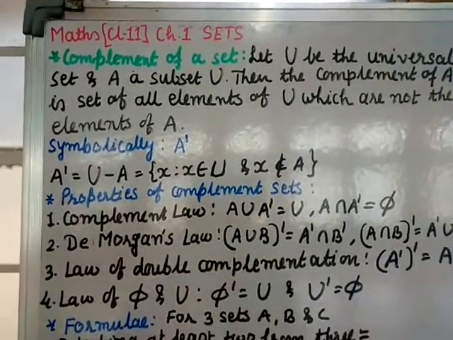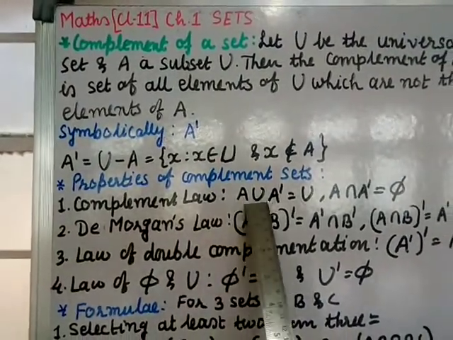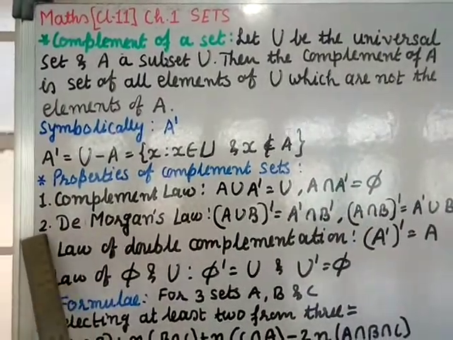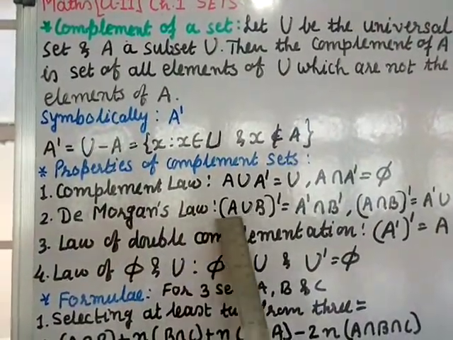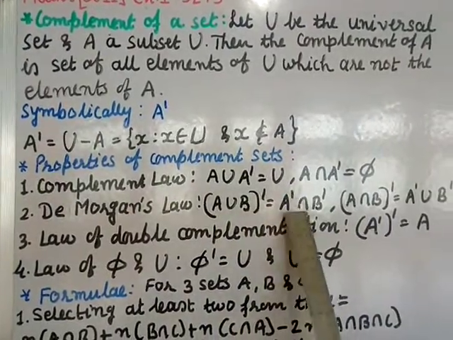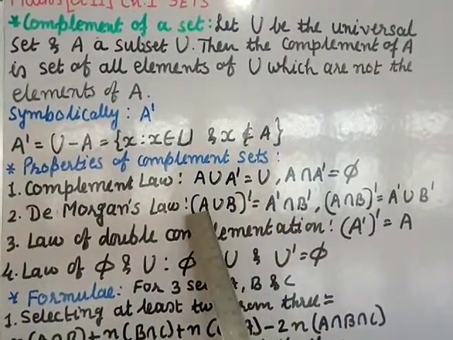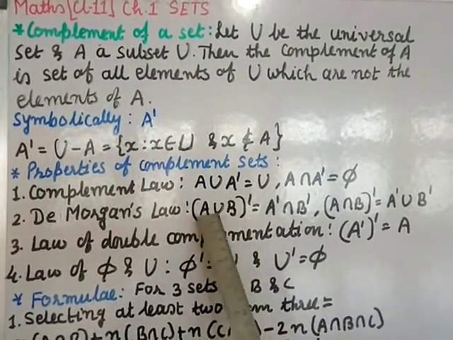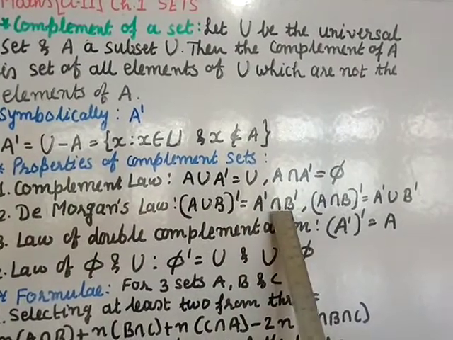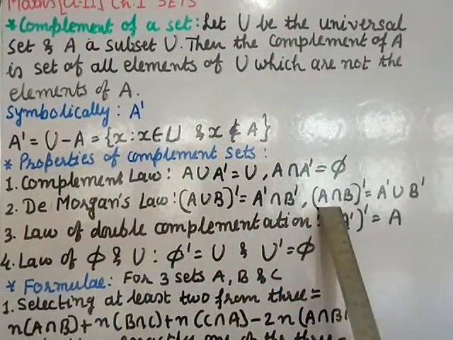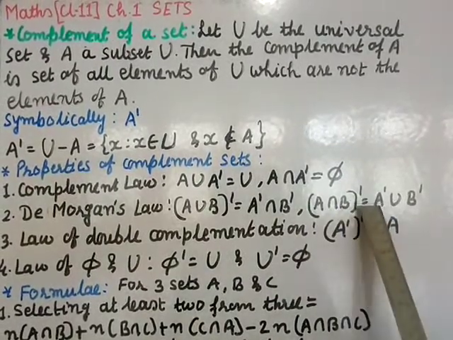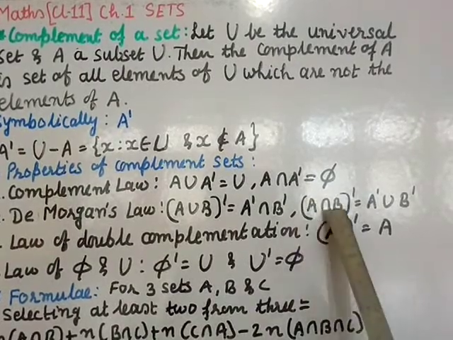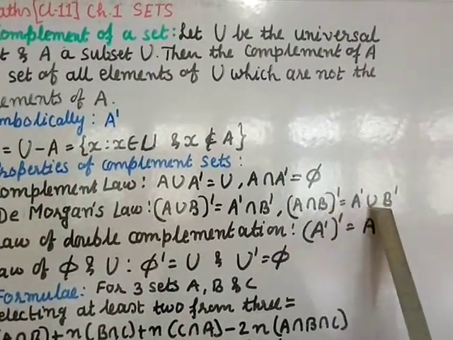Properties of complement of set. Number 1, complement law. A union A dash equal to U. A intersection A dash is equal to phi. Number 2, De Morgan's law. (A union B) dash equal to A dash intersection B dash. That is the complement of these. A union B, you give complement to each and this union becomes intersection. So A dash intersection B dash. And if it is (A intersection B) whole dash, then it becomes A dash union B dash. This intersection becomes union and this dash is given to each. That means complement. Okay, these are A complement, B complement.